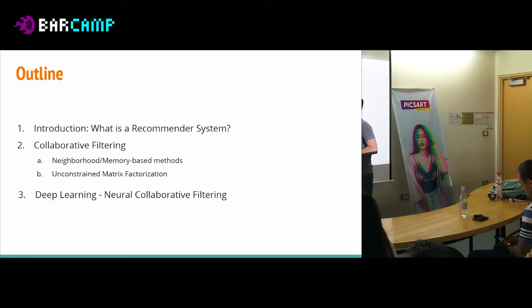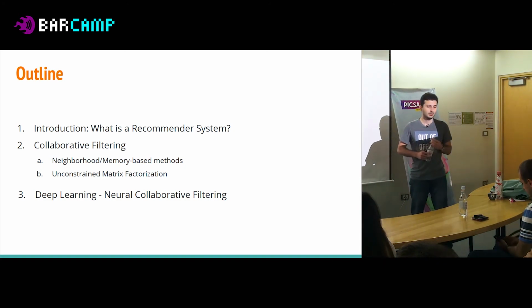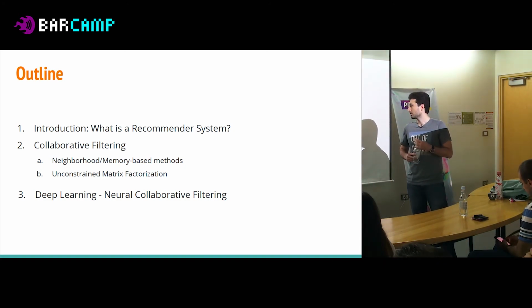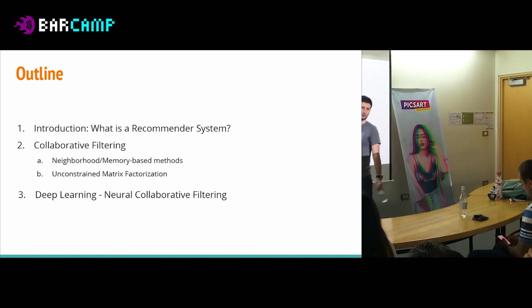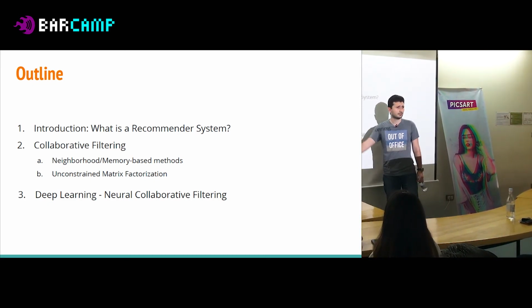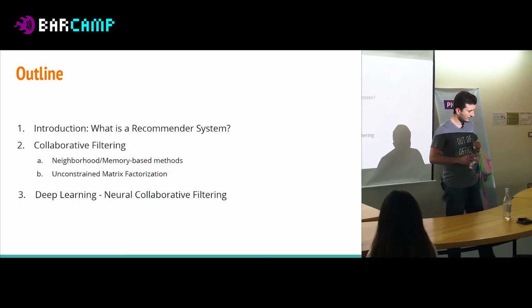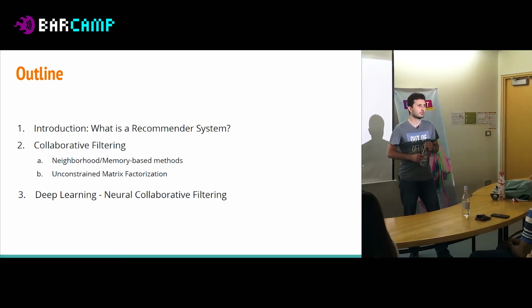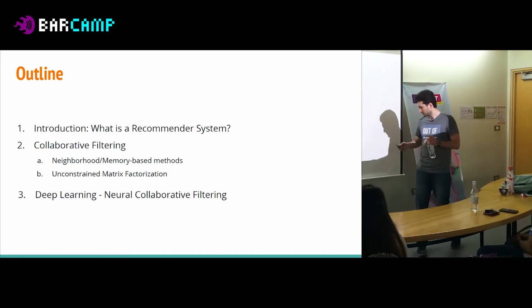So this is the outline of the talk. I will give you a brief introduction. Then we will talk in details about collaborative filtering. We will go through probably the oldest models, neighborhood-based. Then we will continue with matrix factorization models. And then we'll finish with one of the ideas how to use deep learning to solve the problem of recommending items.